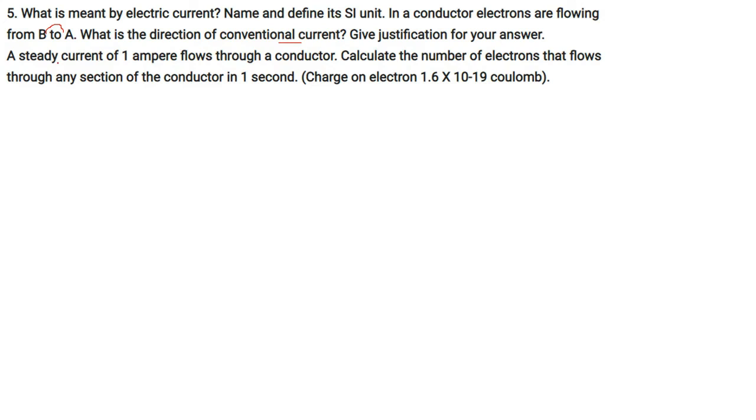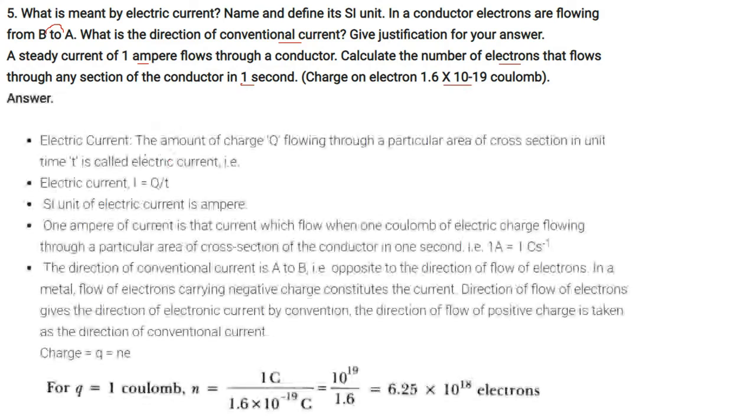A steady current of 1 ampere flows through a conductor. Calculate the number of electrons that flows through any section of the conductor in 1 second. The charge of the electron is also given, 1.6 into 10 to the power minus 19 coulomb. So how do we go about it?